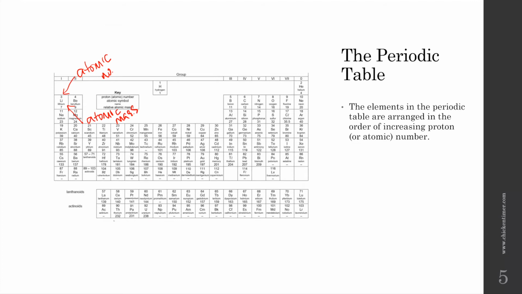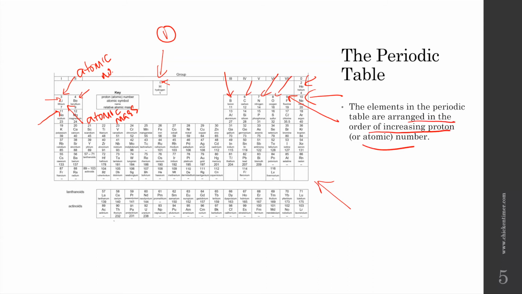Then you will see that if you observe the elements, the periodic table starts here and then ends somewhere. So see this one, the first one, the number is one here, then second is number two, then third, three, four, five, six, seven, eight, nine, 10, then you see 11, 12, 13, 14, right? So the elements are arranged in the order of increasing proton number. This is the first thing you need to know.